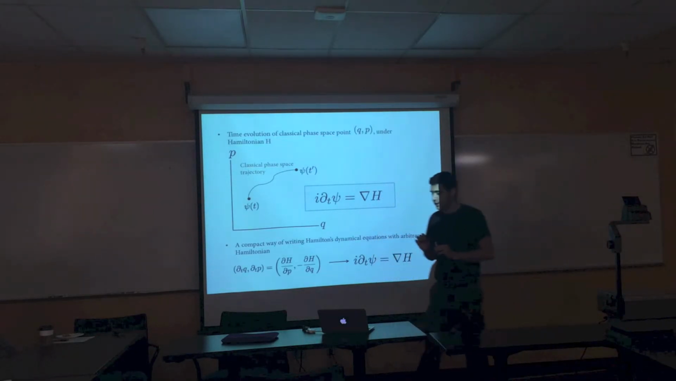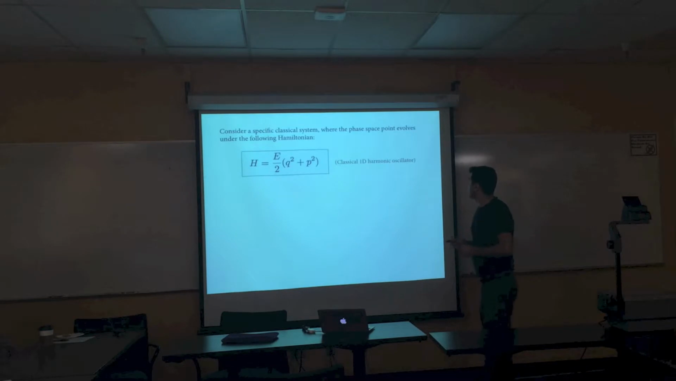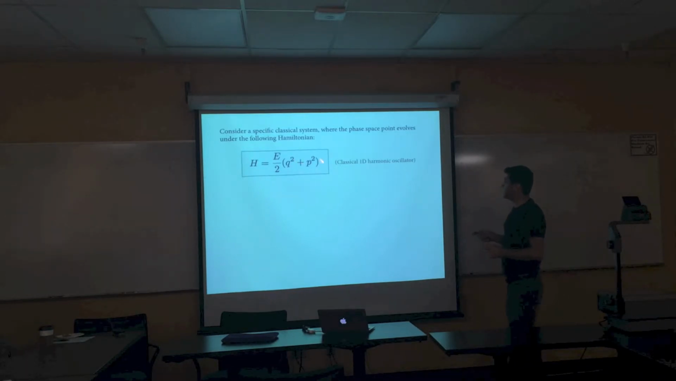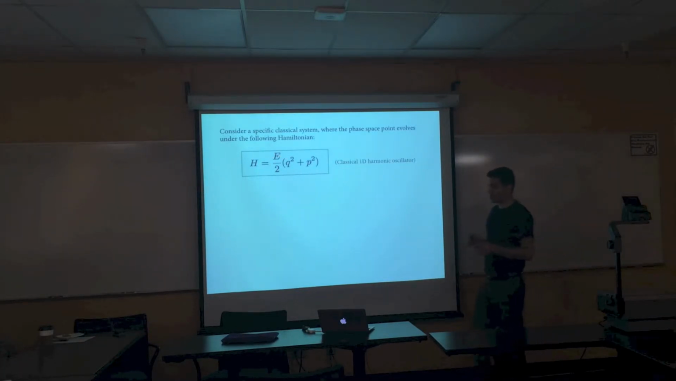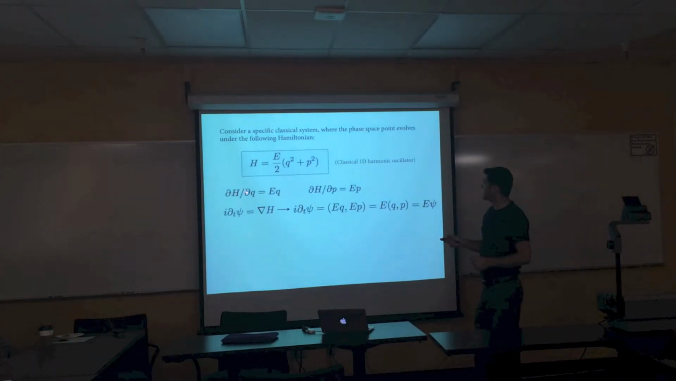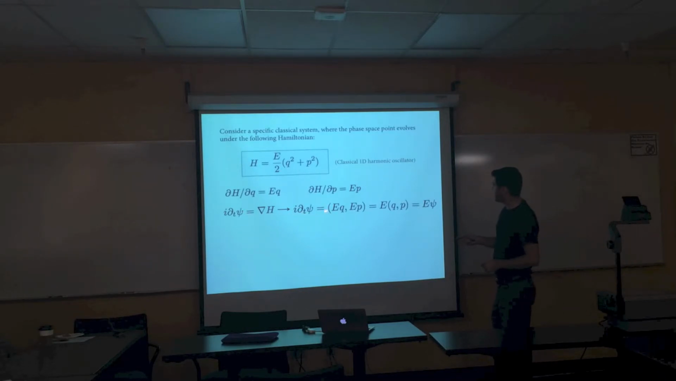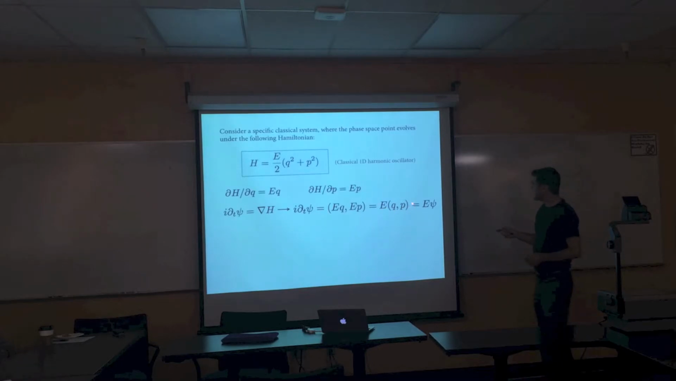Okay, so now let's take a particular Hamiltonian. This is just a symmetric form of a classical one-dimensional harmonic oscillator. E will be an arbitrary constant. So let's apply this formalism. It's easy to take the gradient. Taking the derivative with respect to q just gives us Eq, with respect to p gives us Ep. So we plug this into this equation: i dψ/dt is (Eq, Ep). But since E is an arbitrary constant, we can pull it out, and we have E times our ordered pair (q, p), which is by definition ψ.